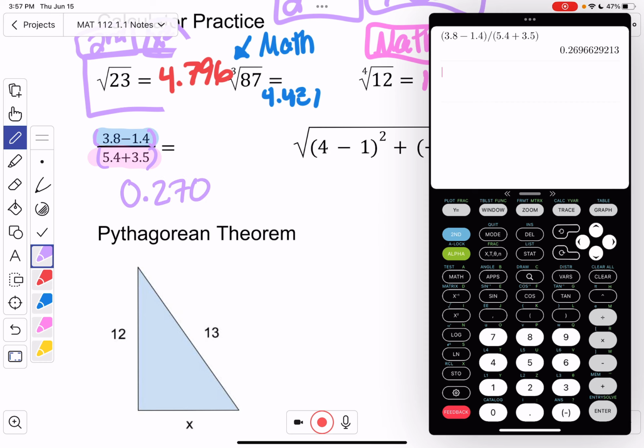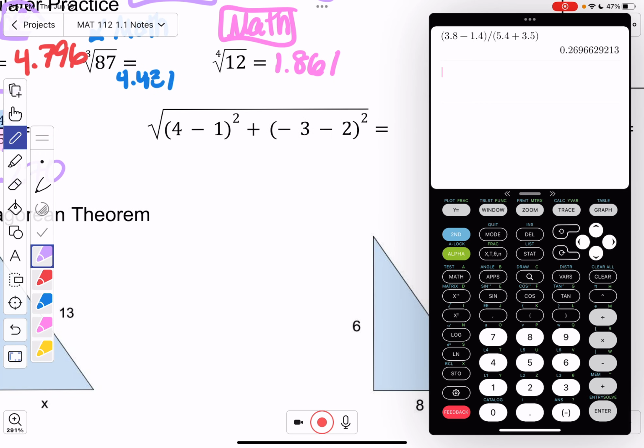All right. And same for this. You want to check your parentheses and make sure you have everything. So parentheses 4 minus 1 squared plus negative 3 minus 2 squared gives us our answer, 5.831.